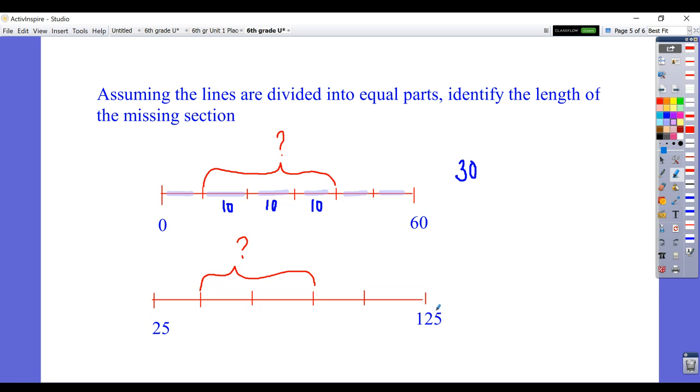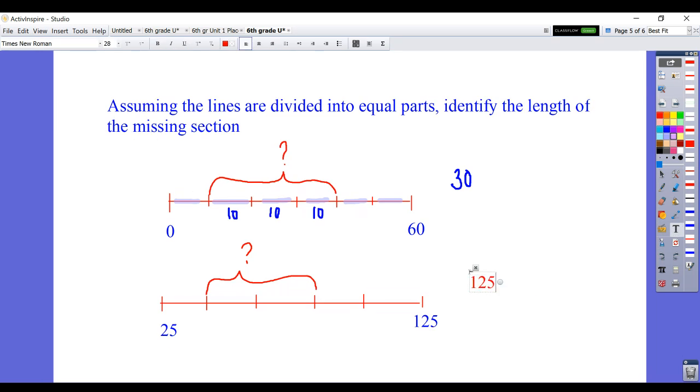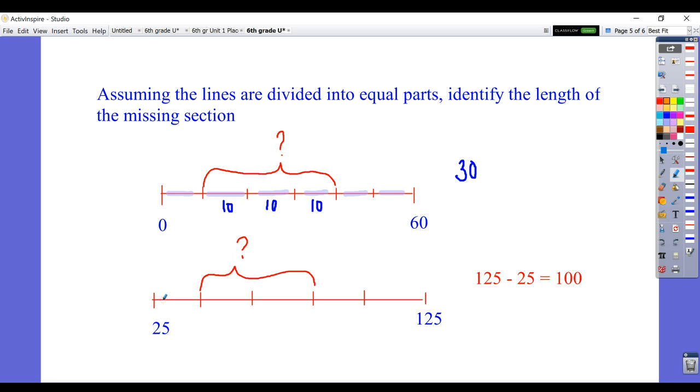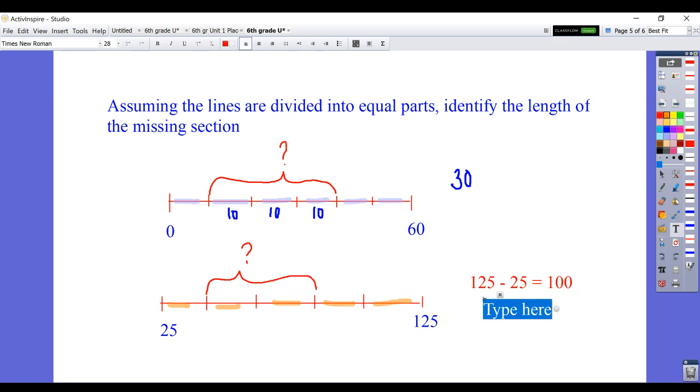All right. Same concept here, only a little bit more difficult. It goes from 25 to 125. Okay, so instead of going from 0 to 60, it goes from 25 to 125. So you may want to start by saying, well, what is 125 minus 25? Okay, which is 100. So there's a total distance between these of 100. And again, you want to look at how many sections there are. So 1, 2, 3, 4, 5 sections. Again, don't count the lines, count the spaces or the sections in between. So if you have 100 divided into 5 sections, well, 100 divided by 5 means each section must be 20.